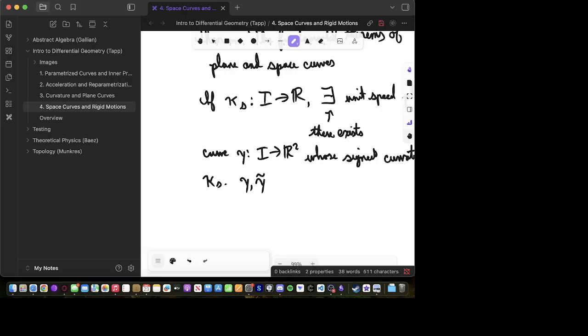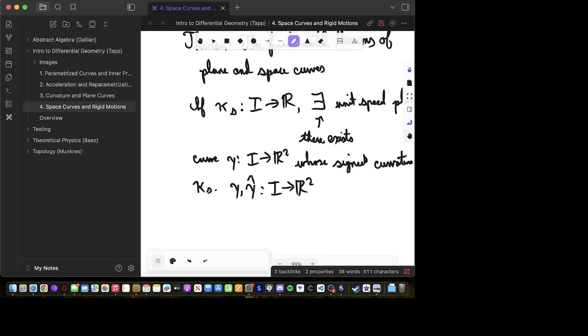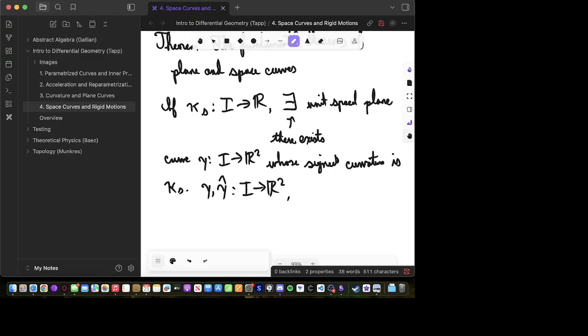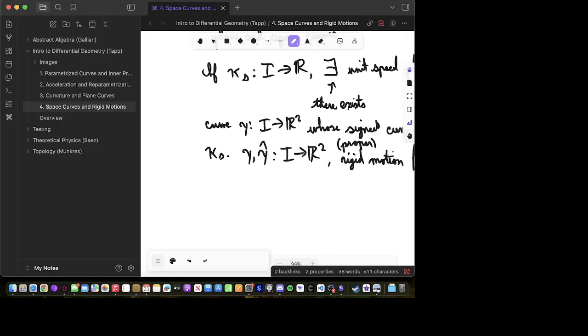And if we have, actually that's not it. If we have two curves, and these curves have the same signed curvature, then there must exist a rigid motion, a proper rigid motion in fact, which we'll call F, such that gamma hat equals F composed with gamma.